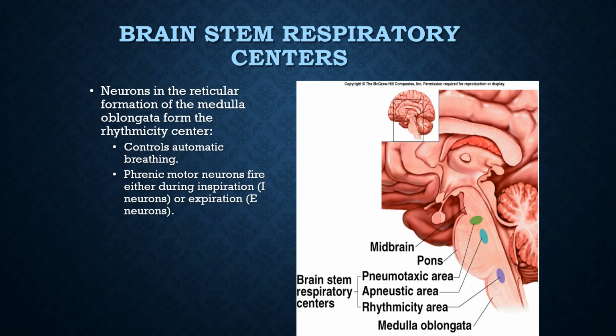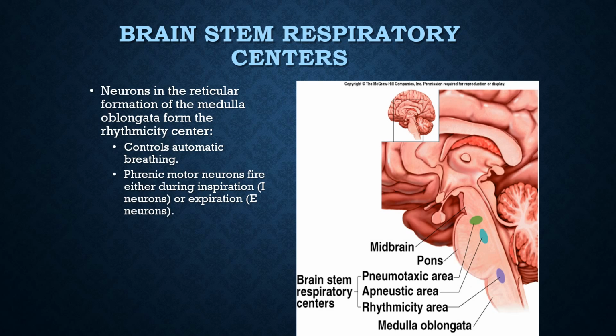The phrenic nerve has motor neurons that are going to fire either during inspiration and are termed I neurons, or will fire during expiration and are termed E neurons. The difference between the I and E neurons in terms of what they do is also their location, where the I neurons tend to be more dorsal within the medulla, and the E neurons tend to be more ventral.